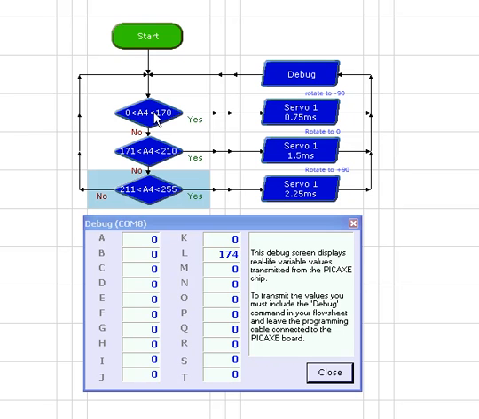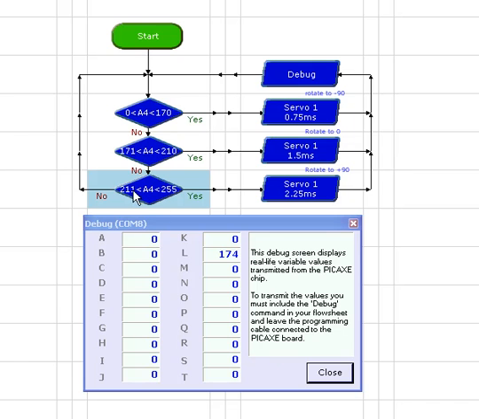Is it between these two values? If yes, move the servo motor to -90 degrees. It's that command there, 0.75. If it's not, then it moves on to this next step. Is it between these two values? Is it in the mid-range of the light levels? If yes, then move the servo to the midpoint.